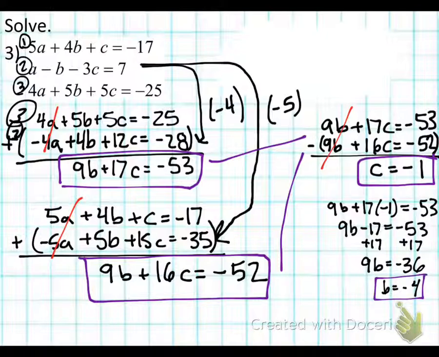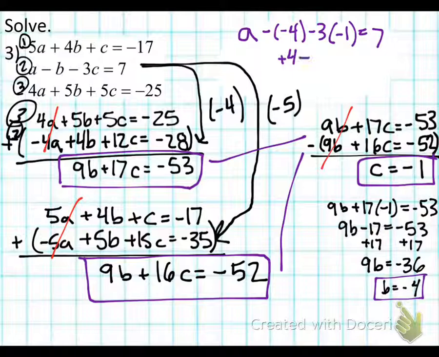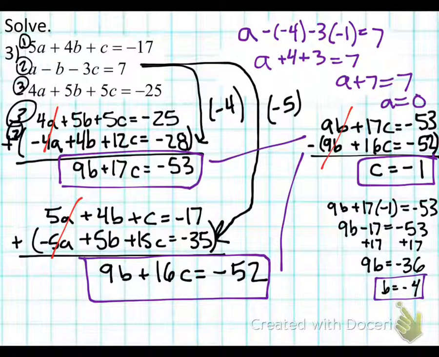Now I have two variables solved for, which means I can plug those two into one of my original three equations. Let's say I plug it into equation 2. That gives me a minus negative 4 minus 3 times negative 1 equals 7. Negative times negative 4 is just positive 4. Negative 3 times negative 1 is positive 3. So I have a plus 4 plus 3 equals 7. So a plus 7 equals 7, which means that a equals 0.